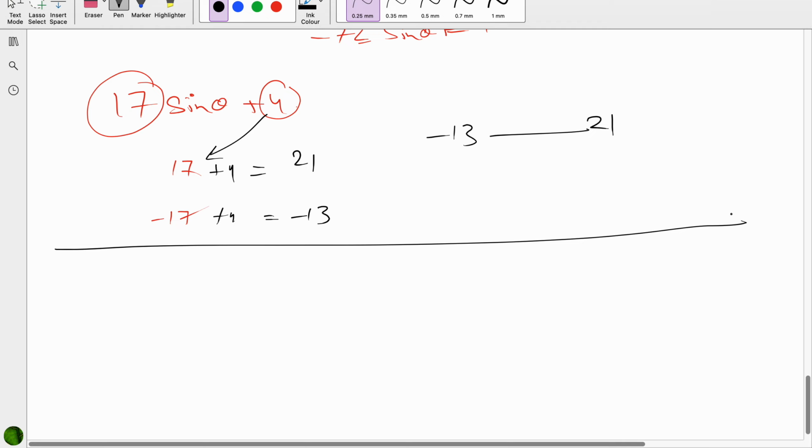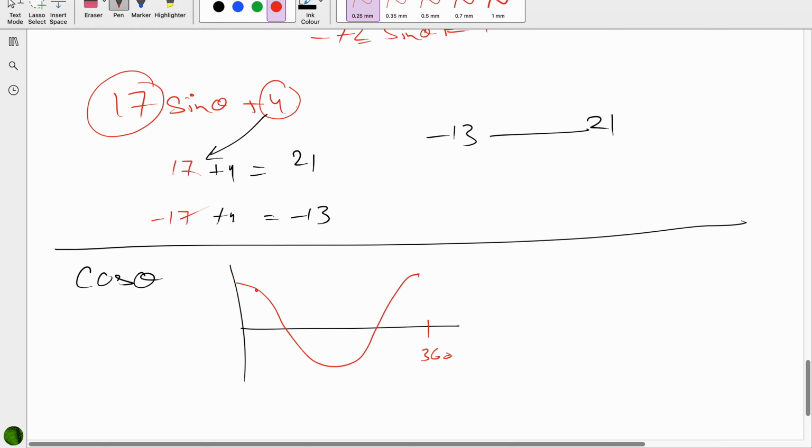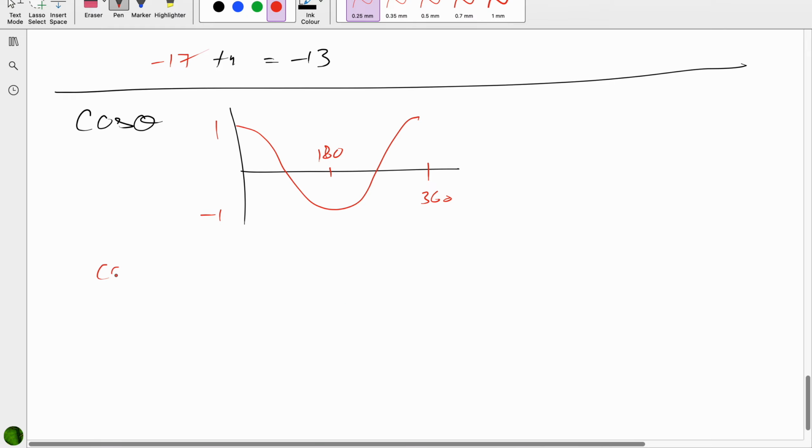Now all these things remain the same for cos theta other than the shape. The shape of the cos curve is like this. This is 360, 1, minus 1, 180. Everything else stays the same, so I'm quickly drawing it. Let's say cos 2 theta. So we have two curves in 360, or I can just draw it till 180 and it is still cos 2 theta.